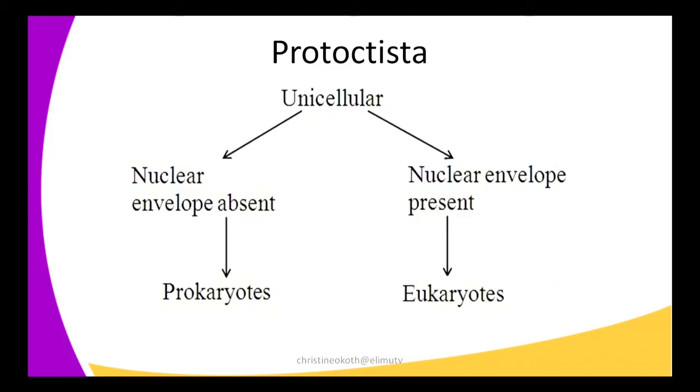So these are the differences between the prokaryotes and the eukaryotes. Most of them are unicellular. It means they are organisms that are made up of only one cell. So the difference between prokaryotes and eukaryotes: in the prokaryotes, the nuclear envelope is absent, like in the bacteria. They do not have the nuclear envelope. The DNA is just in the cell and does not have a membrane around it. Then the eukaryotes have a nuclear envelope present.